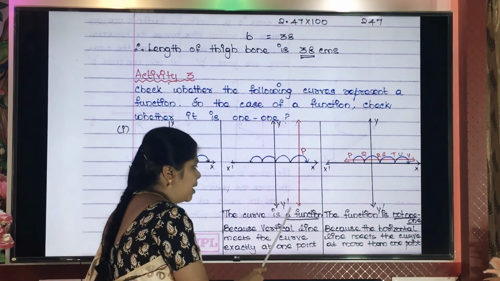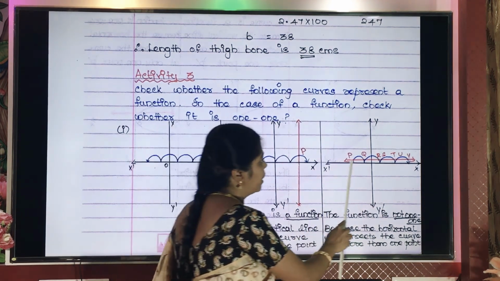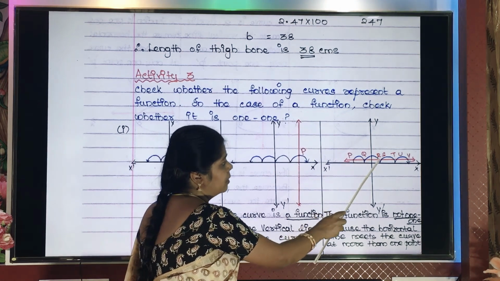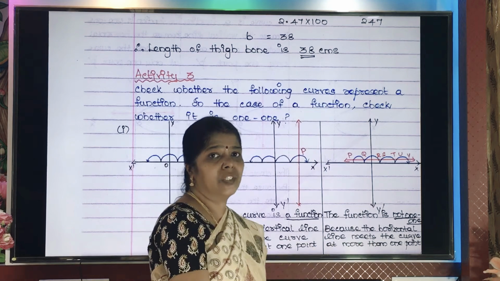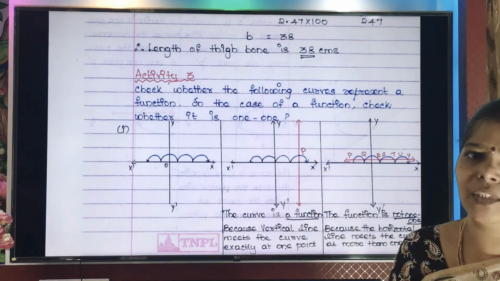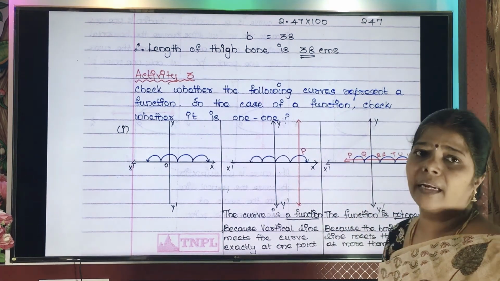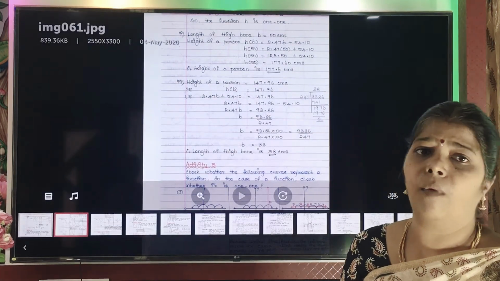So now, because this is a function, let me check whether it is one-to-one. I am drawing a horizontal line. In how many places is it touching? See, the horizontal line is touching the curve in many places. So, can it be a one-to-one function? No, children, it cannot be one-to-one because the horizontal line touches the function in more than one place.